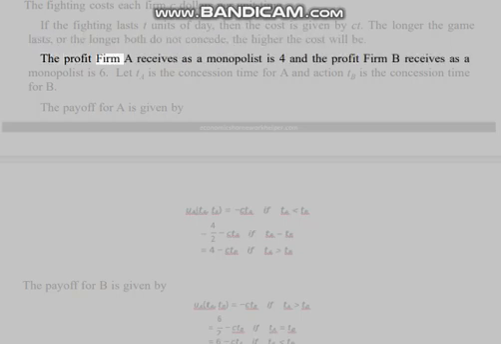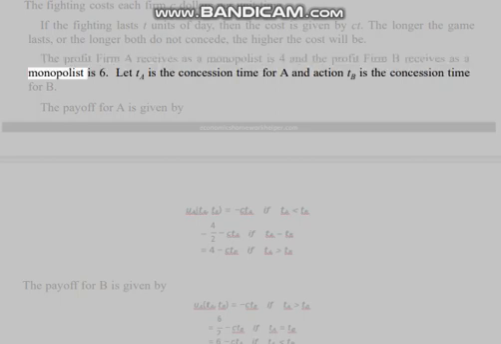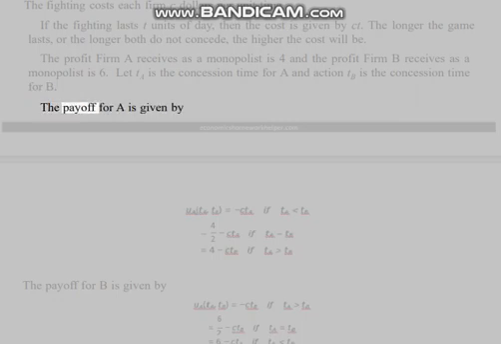The profit firm A receives as a monopolist is 4 and the profit firm B receives as a monopolist is 6. Let TA be the concession time for A and TB be the concession time for B. The payoff for A is given by... The payoff for B is given by... Find the best response function for A. Find the Nash equilibrium.